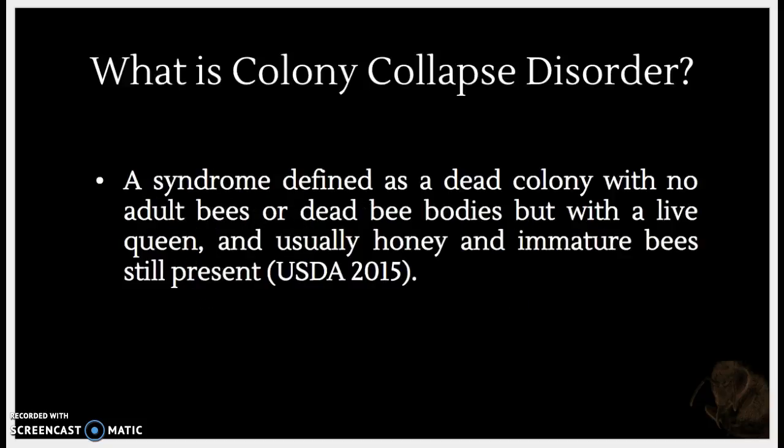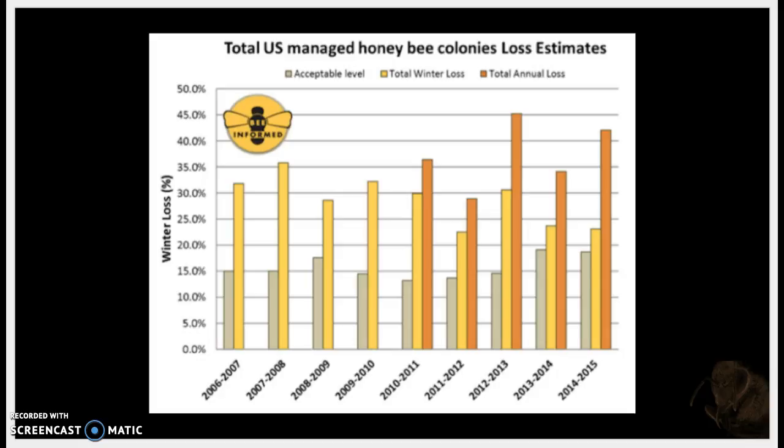Scientists name the phenomenon colony collapse disorder, which according to the United States Department of Agriculture is defined as a dead colony with no adult bees or dead bee bodies, but with a live queen and usually honey and immature bees still present. No specific cause has been pinpointed for colony collapse disorder, and we will be discussing this in future slides.